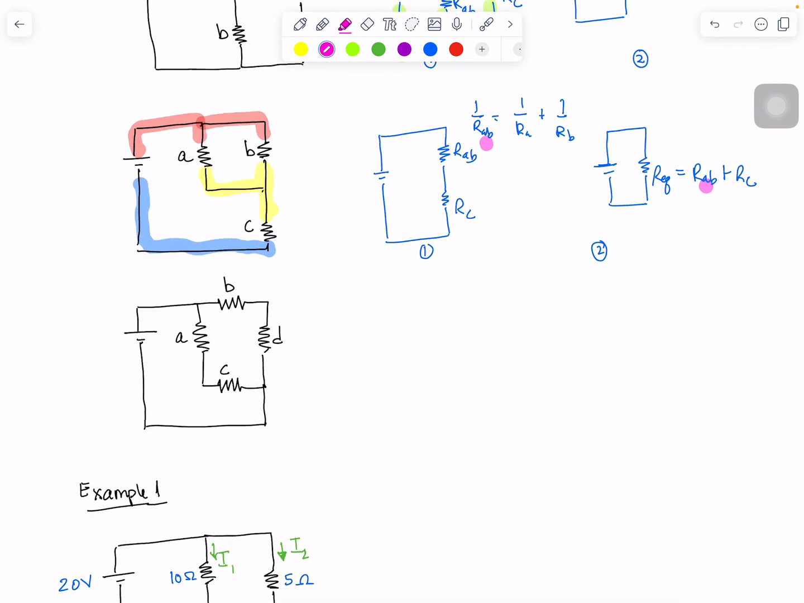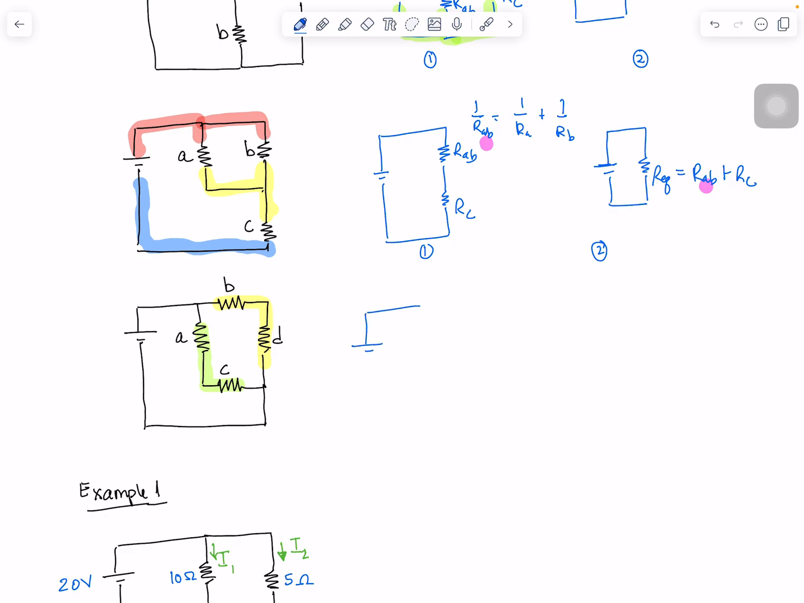Third one, it's a more complex one. So, which resistors can I combine? And hopefully you saw that A and C are in series with each other, so I can combine them. But I also note that B and D are in series with each other. So I'm going to do 2 steps in one.